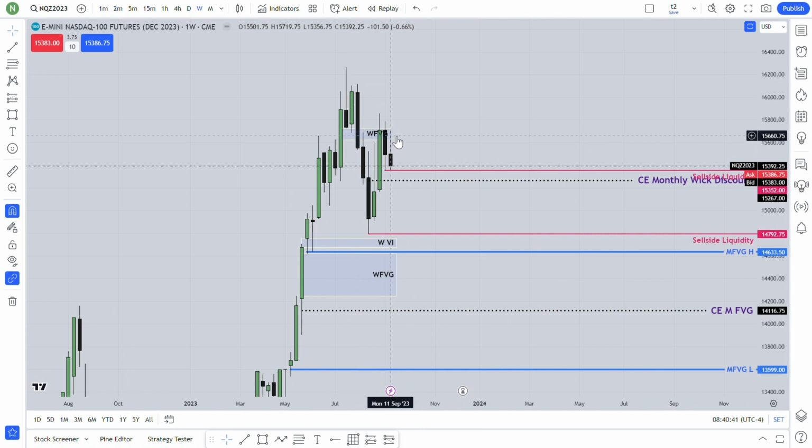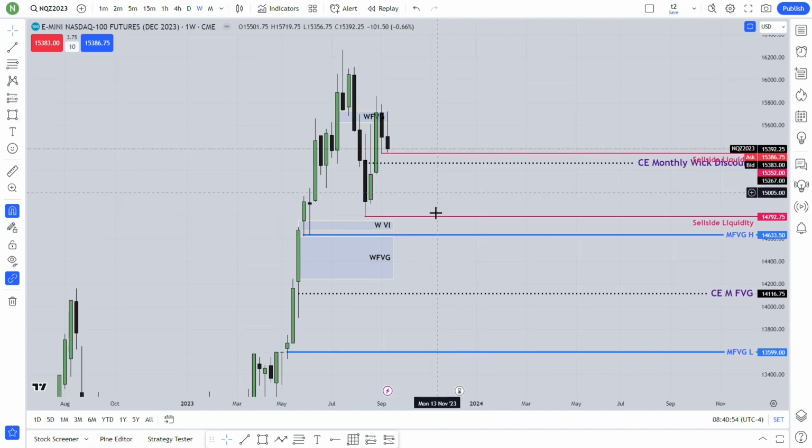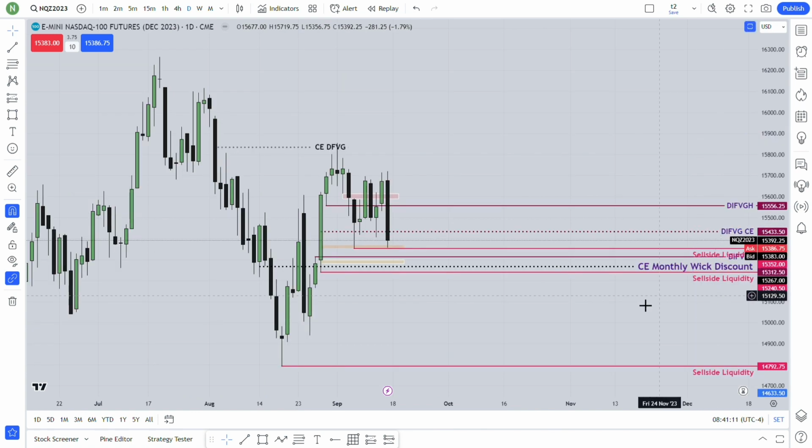You see, the market actually traded the weekly fair value gap, and then it started to come lower. This is also the monthly weak discount, as I have shown you from the E-mini chart. This is also the consequent encroachment. This is the low, and there is a weekly volume balance, weekly fair value gap. This is the monthly fair value gap, consequent encroachment. I'm expecting that price will come to this monthly fair value gap this week. So let's see what it actually did, and let's go to the daily chart.